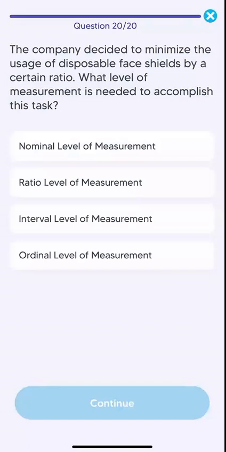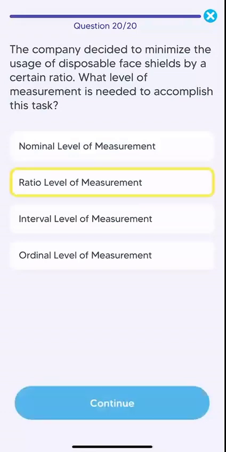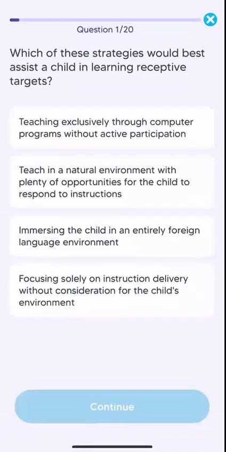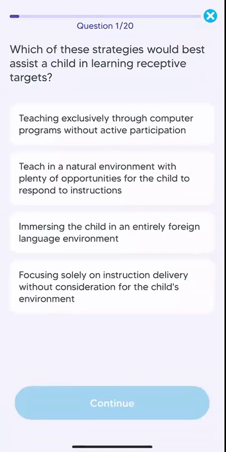The first time I see questions or answers like this. Yeah. Sometimes they give you a reasoning question also. Maybe this one. So it's a reasoning question. Let's see. Ratio level of measurement. Oh, yes, correct. We have to focus more.